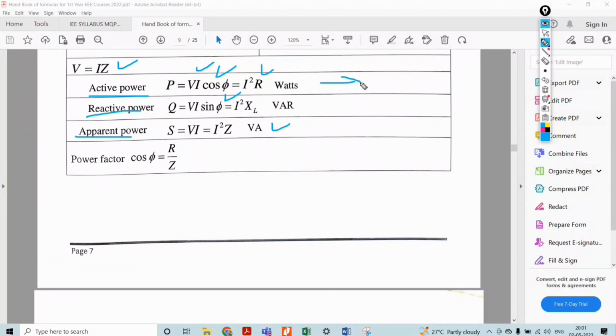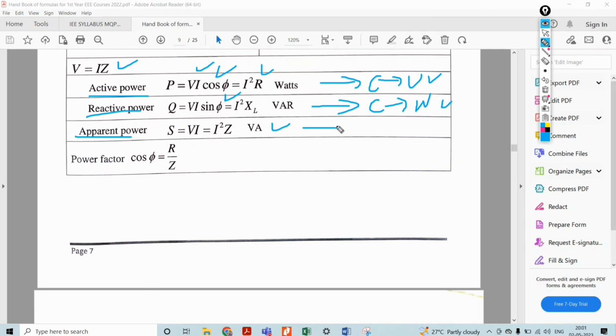The power which is consumed is the active power. The power which is not consumed by the connected load is called the reactive power. This is also called wasteful power, and this is also called useful power. This is wasteful power, then this is useful power. Then what is the power?